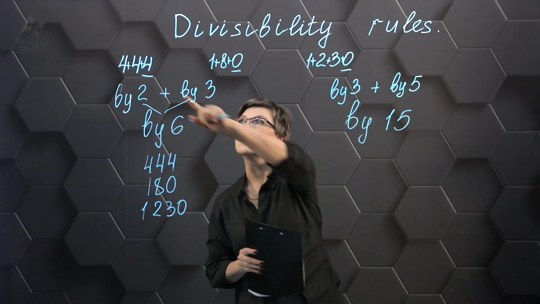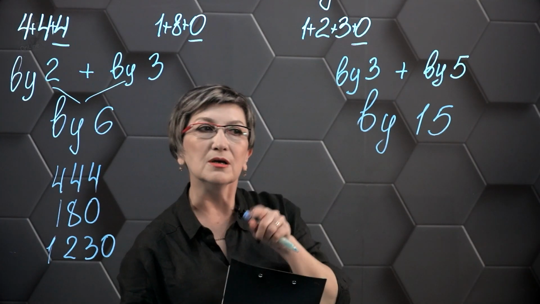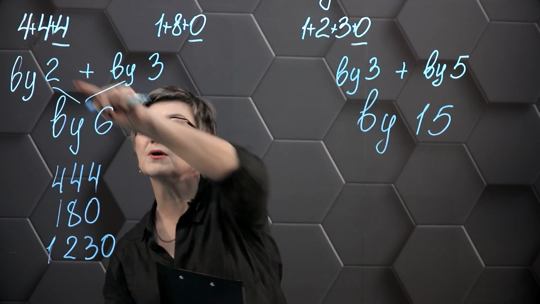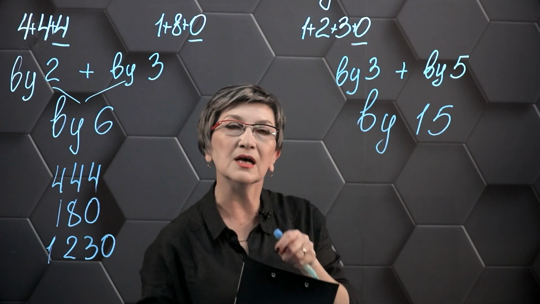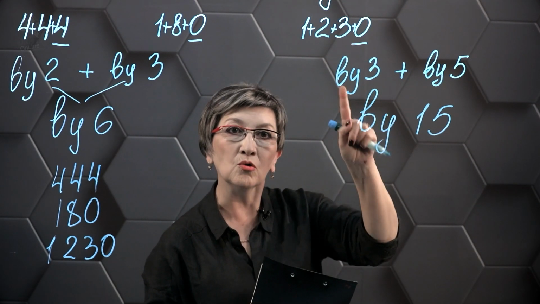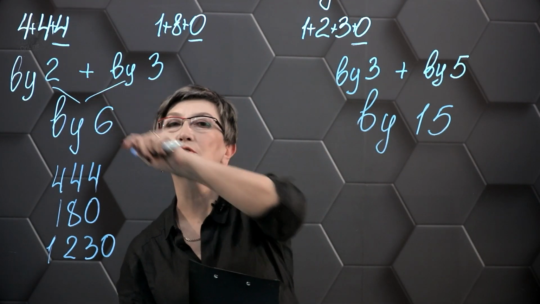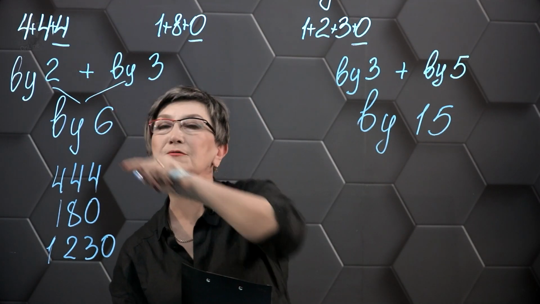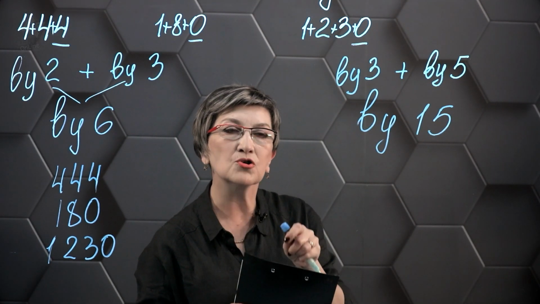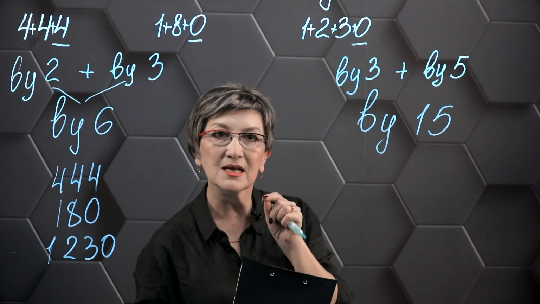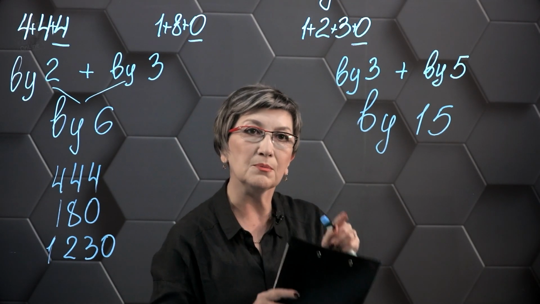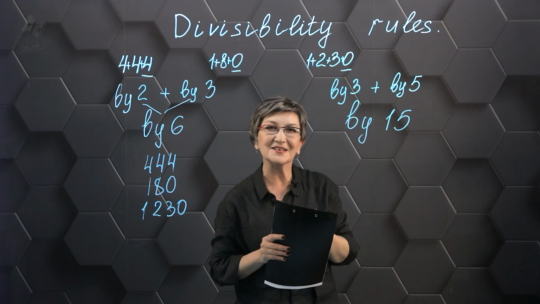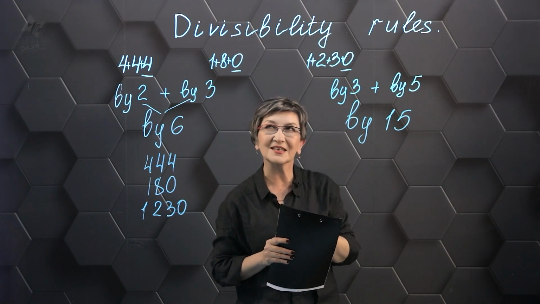Consider our numbers. The number 444 can be divided by 3 because the sum of the digits equals 12, and 12 can be divided by 3. But 444 can't be divided by 5 because the last digit is 4, and a number can be divided by 5 if the last digit is 0 or 5. Then the number 444 cannot be divided by 15 without a remainder.